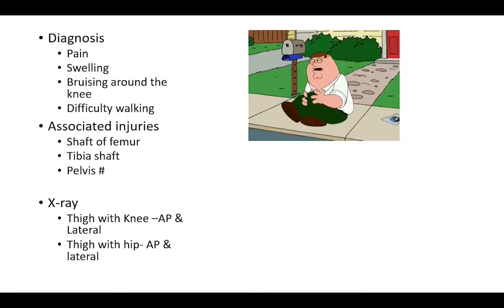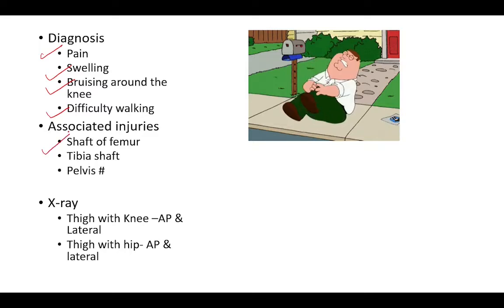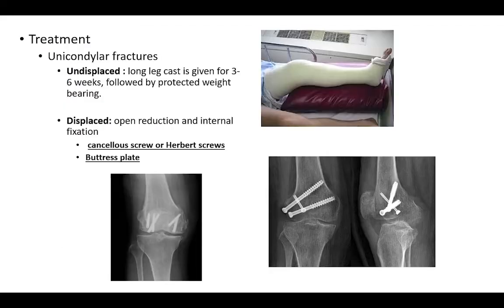Now the diagnosis is typically pain, swelling, bruising around the knee, and the patient definitely will not be able to walk. Associated injuries must be ruled out, which include shaft of femur injuries, tibial shaft injuries, pelvis fractures. Radiography should be done to assess and confirm the diagnosis. The whole profile of the femur with the hip and knee should be visualized.